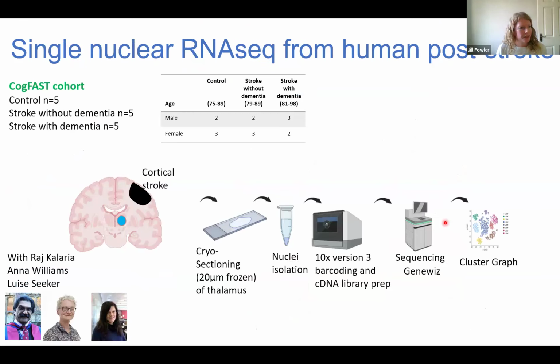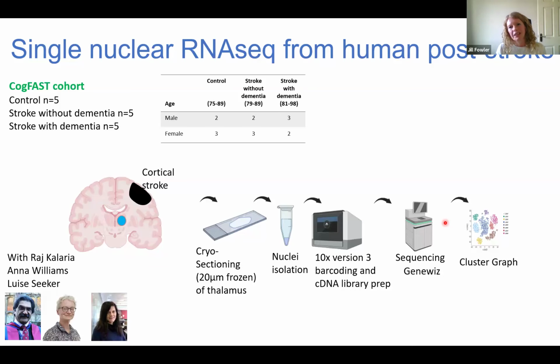Complementing this work with some single nuclear sequencing from human post-stroke tissue. So this is a collaboration with Professor Raj Kalaria from Newcastle University, and we've undertaken single nuclear RNA-seq on individuals with a history of cortical stroke. So these were individuals that were included in the COG-FAST cohort. So this is a longitudinal study of dementia incidence following stroke in the over 75s.